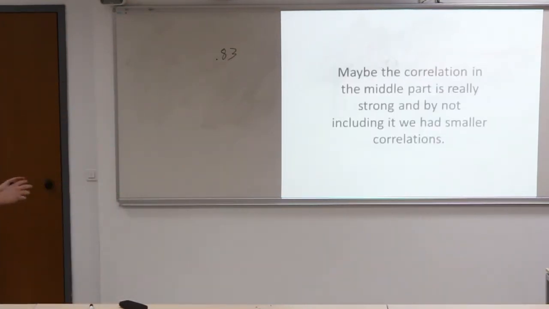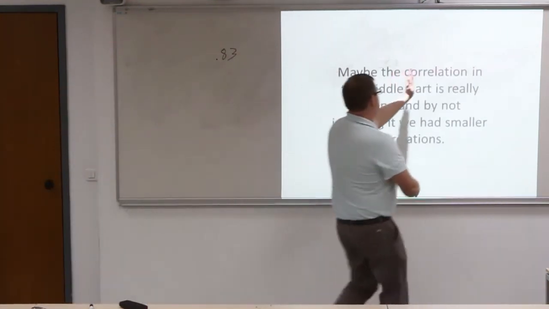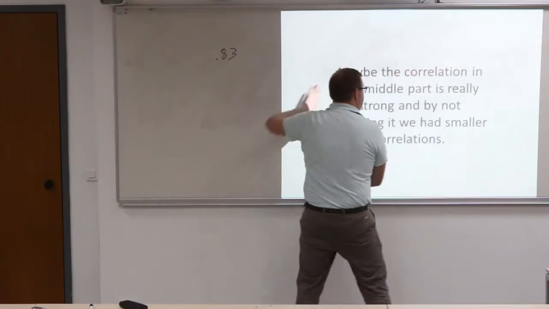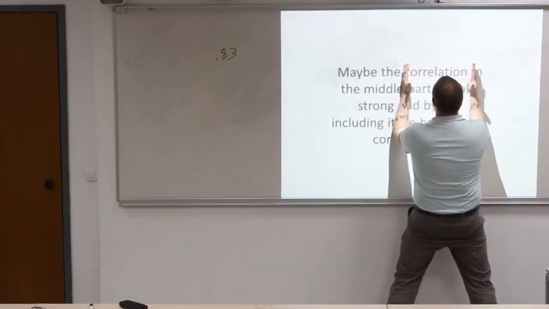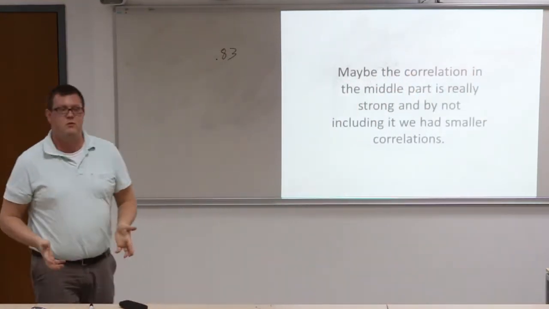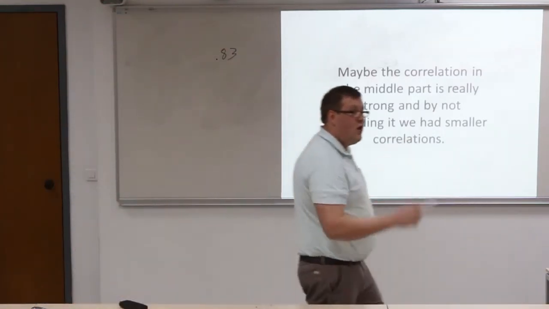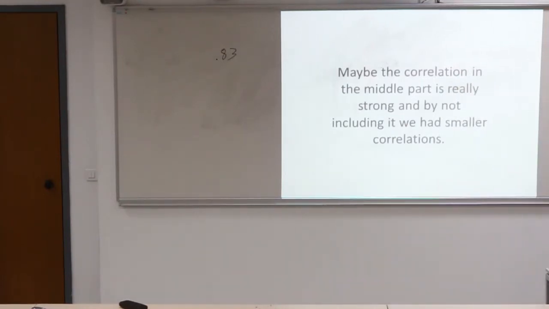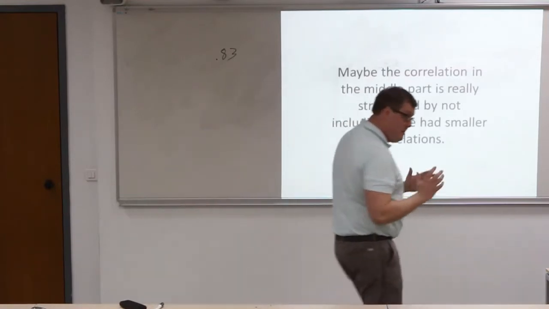Maybe the correlation in the middle part is really strong. So we looked at the top part, and we looked at the bottom part, and both of those were weaker than overall. Maybe it's the correlation in here, the middle part, that's really strong. It could be balanced out with the other two weaker ones. Does that make sense? Maybe. You're saying no, that reasoning doesn't make sense, or no, that won't happen. You think that the correlation in the middle part will be smaller?